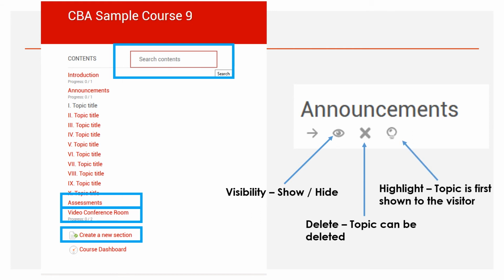The next one is highlight. For this particular icon, that particular topic is first shown to the visitor. So it's being highlighted. So for example, in your next topic or in your next meeting, you want the students to be redirected, let's say, to topic 5. All you have to do is click on this icon, and once they log in and go to your course, the first topic that they would be led to would be topic 5. Easy as that.